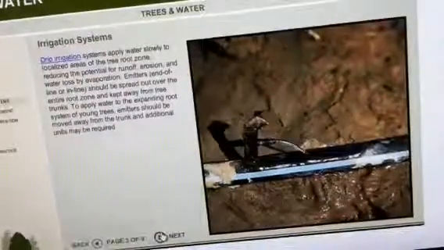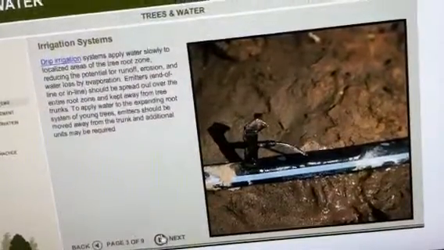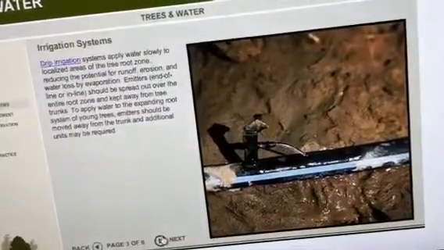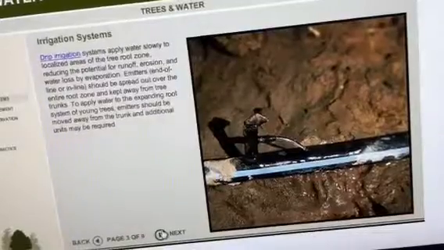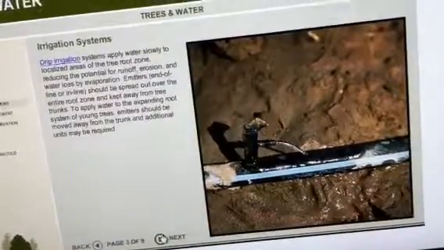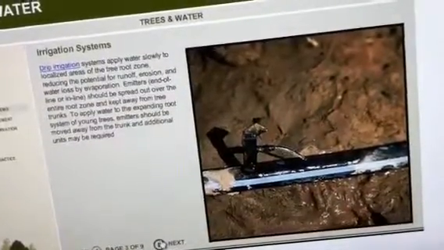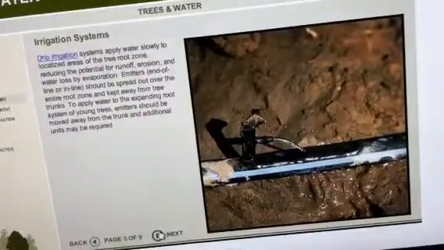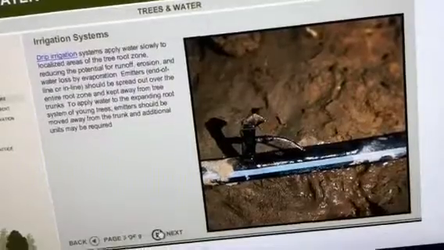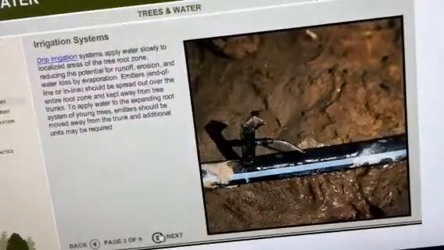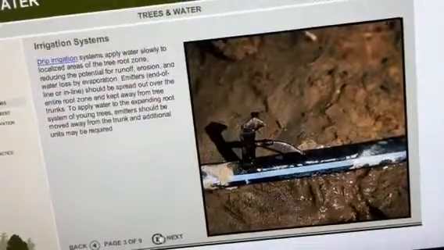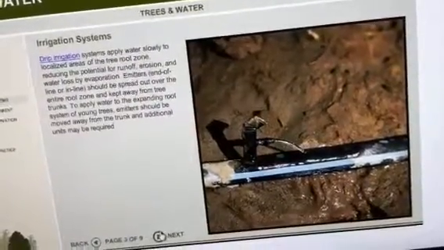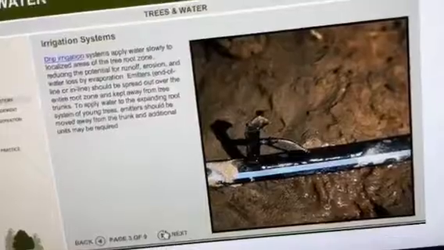Drip irrigation systems apply water slowly to localized areas of the tree root zone, reducing the potential for runoff, erosion, and water loss by evaporation. Emitters, end-of-line or in-line, should be spread out over the entire root zone and kept away from tree trunks. To apply water to the expanding root system of young trees, emitters should be moved away from the trunk and additional units may be required.